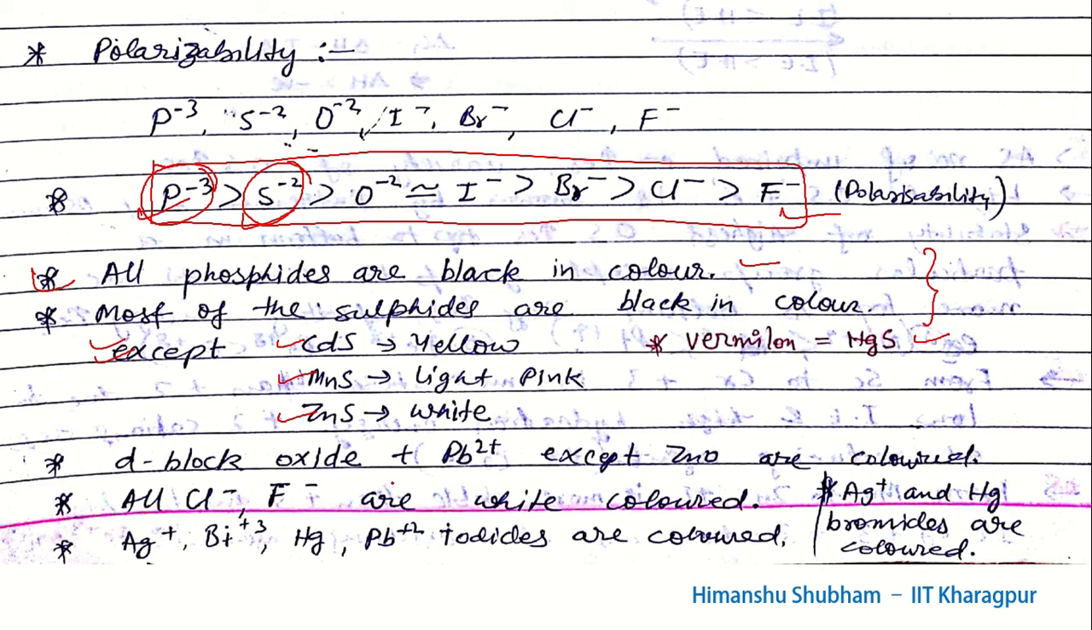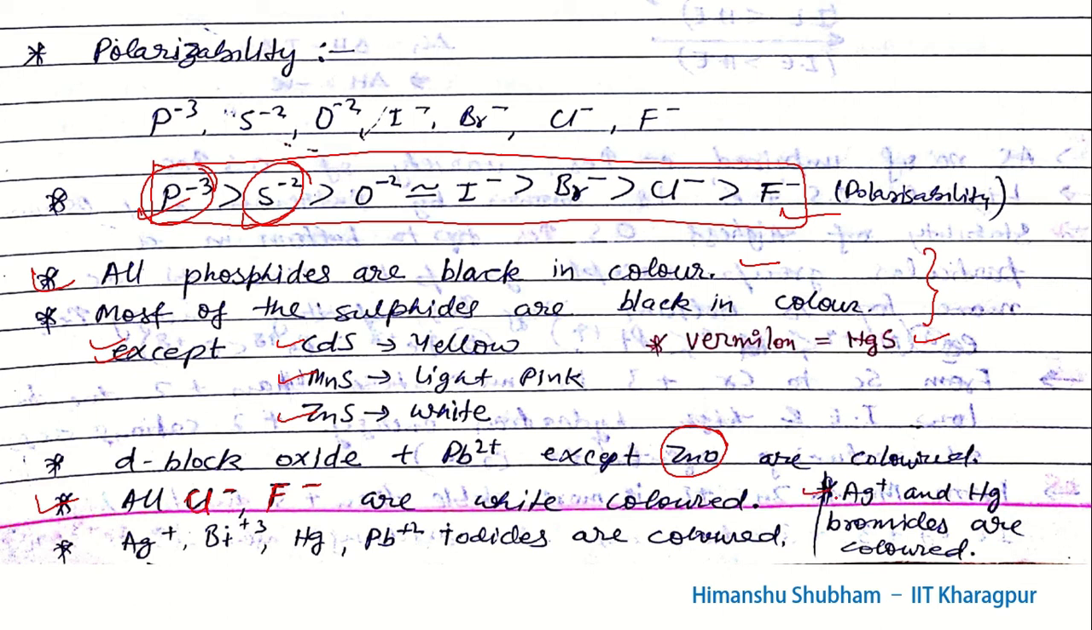And all the d-block oxides plus lead oxide, except ZnO, are colored. ZnO is a white colored oxide; this we must remember. All chlorides and fluorides are white colored, because we know that fluoride and chloride are relatively small in size, so their polarizability is less, and so they are white in color. That means the intensity of color is not too much.